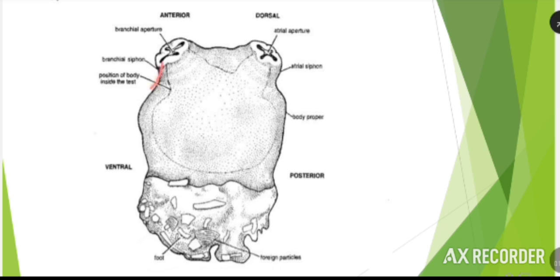Entire body is covered by a hard membrane which is known as test. This is the hard covering of the body. Position of body inside the test, if you see here, that is mantle. Outer covering is known as test, which is this one, and this one is known as mantle, which encloses the visceral organs. This is the extended foot of the organism, which bears certain foreign particles. Spicules are present here, and this is the ventral and posterior end.